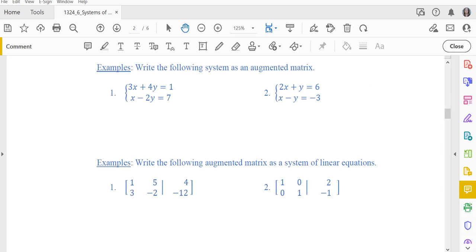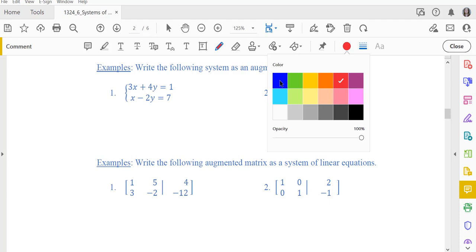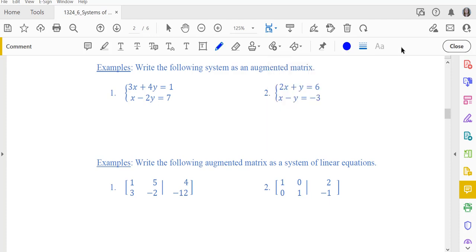All right, so let's go look at some examples. Here are two examples that say to write the following system as an augmented matrix. So let's go look at number one. I have two equations, so I'm going to have two rows, and I'm going to remind myself I want to put a vertical bar there. So here comes the augmented matrix.